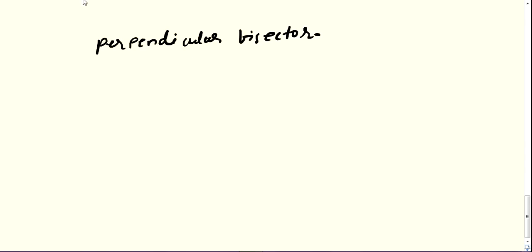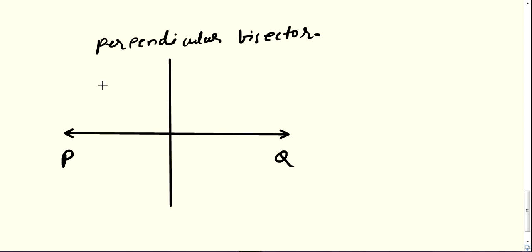Next, question number 5. For each figure given below, name the line segment that is the perpendicular bisector of the other. So here is the term perpendicular bisector. And as I told you, what does perpendicular bisector mean? Suppose you have a line segment and you have a perpendicular bisector here. The work of this perpendicular bisector is to divide a line segment into two equal parts.